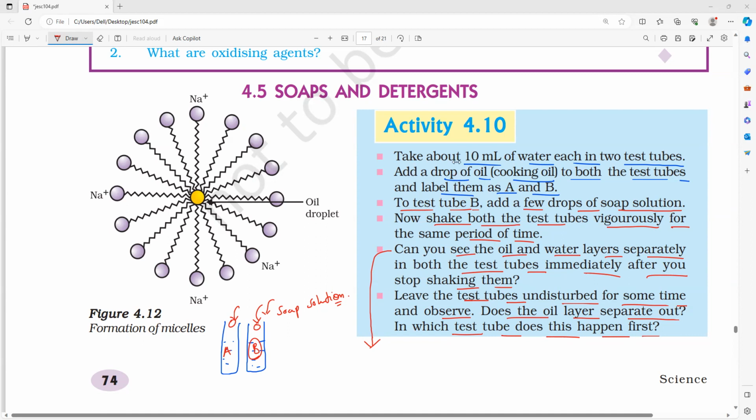Is there anybody in the class? Test tube B, sir. Test tube B. So in test tube B, we added the soap solution. So what will happen, guys? The oil will dissolve. Please write.